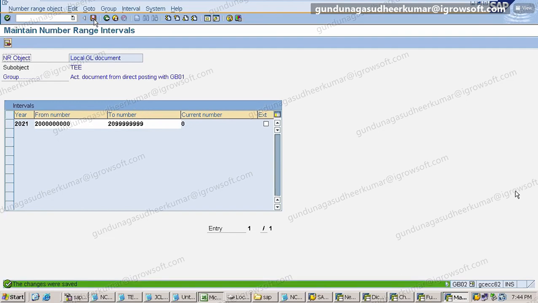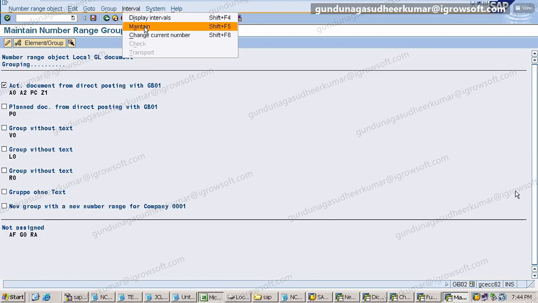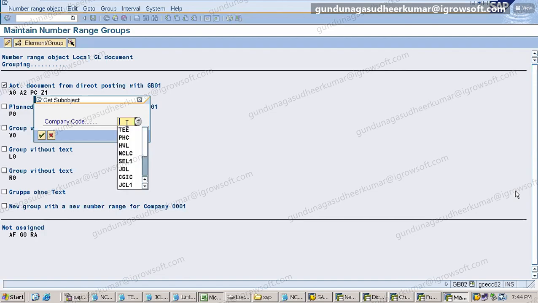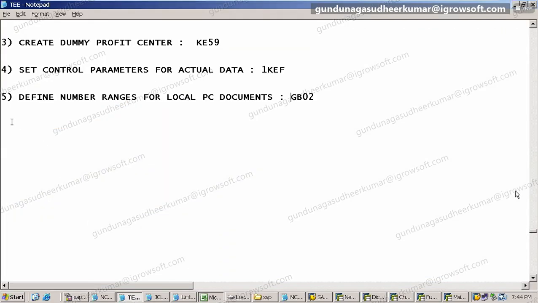Okay. Save. Okay. Now, so here I did for planned. Same thing I did for actual. Select this. Interval. Maintain. Company code TE. Enter. Then I maintain the series for the actual document. Planned document I maintained. Same way I am maintaining for actual document. Save. Next, step number 6.